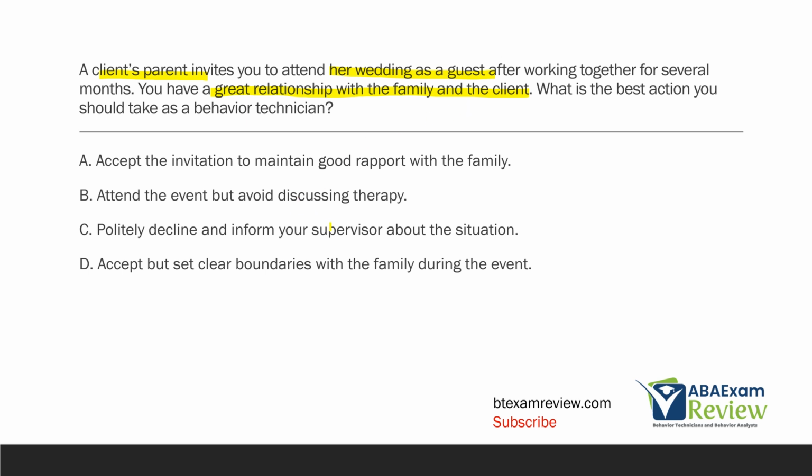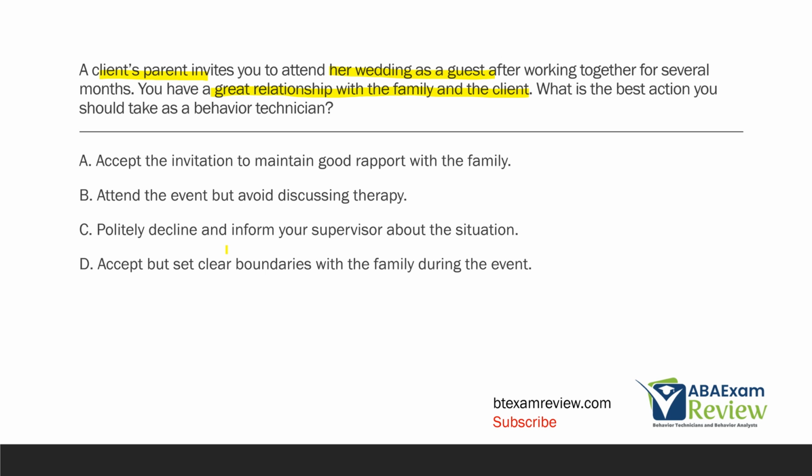What should you do as the behavior technician? A, accept the invitation to maintain good rapport with the family. In this situation, we can't do that, right? We're going to have to figure out a way to just let them know we appreciate the invite, but we cannot accept it because of our ethical code. B, attend the event but avoid discussing therapy. We should not attend the event at all. C, politely decline and inform your supervisor about the situation. Yes, this is the best move in this situation.